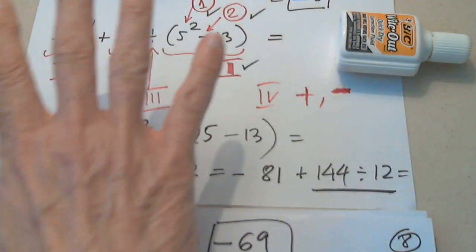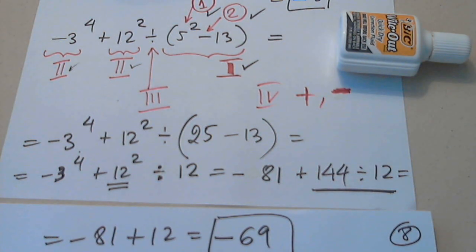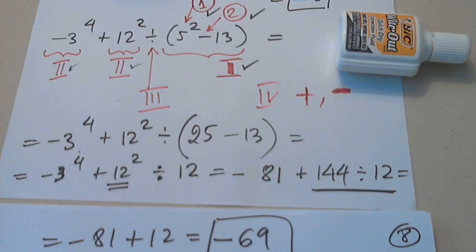For those of you who have not seen order of operations before, I have to say that I do not consider this an absolutely trivial problem. I do not. Okay, any questions?